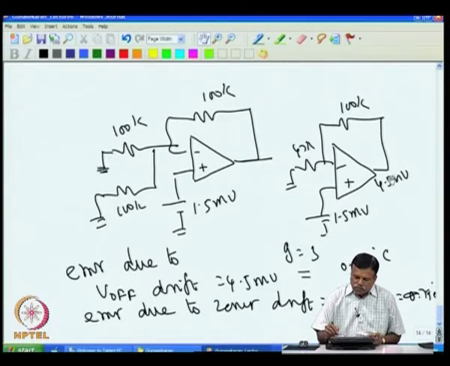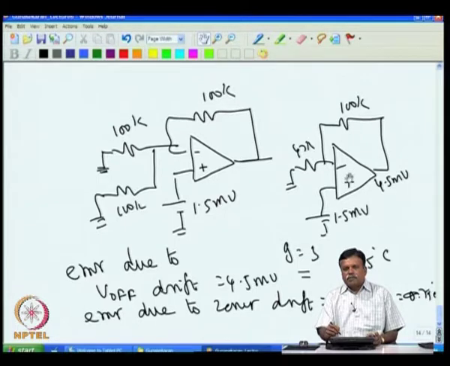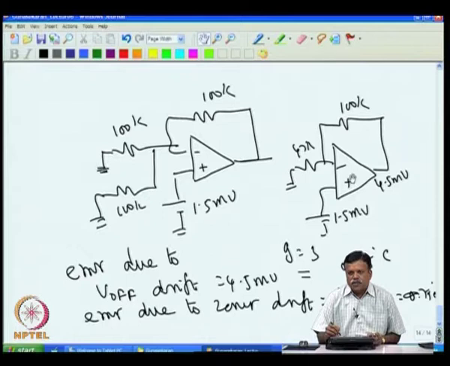So, if you want to reduce the offset voltage drift error, then we have to go for another op amp which is having a low offset voltage drift. That is why we have different op amps for different purposes. For DC applications we have to go for a low drift op amp if the error we are getting is considerable. If the error is not significant, one can use the same low cost op amp.